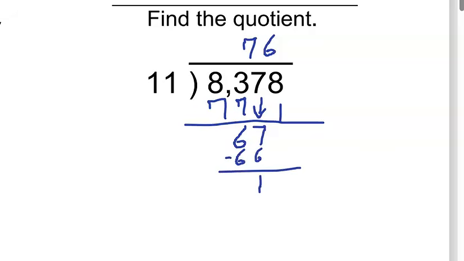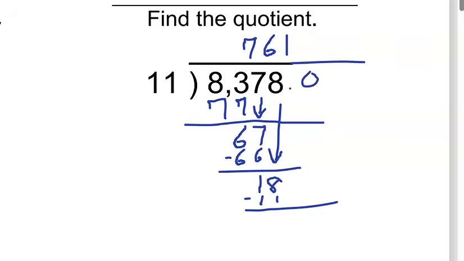And we have the 1. We bring down the 8. How many times does 11 go into 18? Well, that would be 1 time. So there's an 11. 8 minus 1 is 7. So we have 7. We're going to bring down the 0.